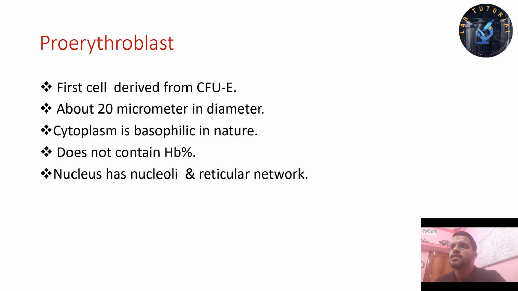The size is about 20 micrometer in diameter. Cytoplasm is basophilic in nature. It does not contain hemoglobin, that means hemoglobin is not produced in the pro-erythroblast. Nucleus has nucleoli and reticulin network.